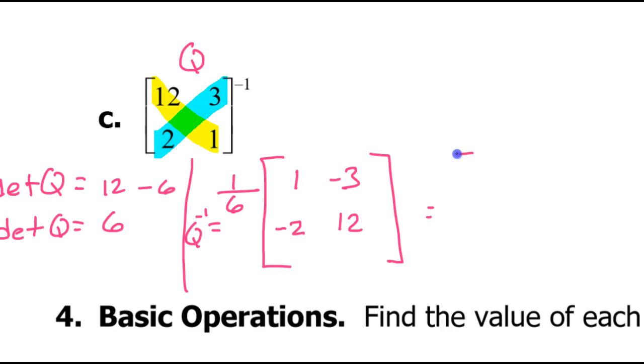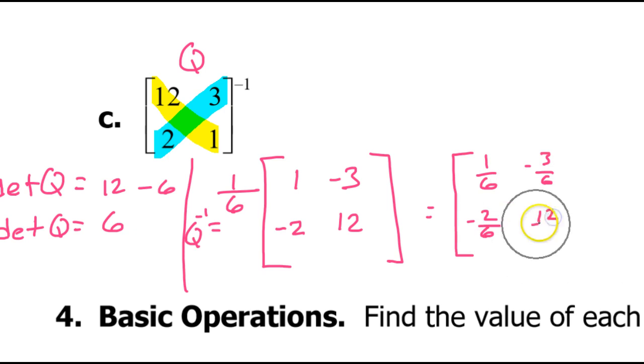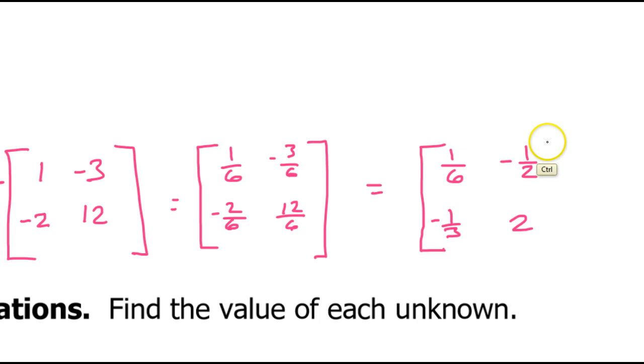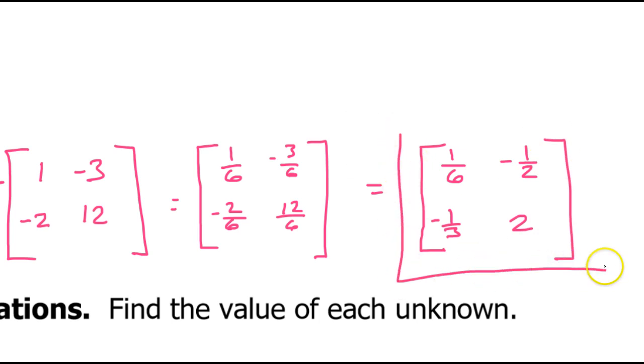So that's going to give me 1/6 and negative 3 over 6 and negative 2 over 6 and 12 over 6, which of course we will reduce everything we can. So we'll have 1/6, negative 1/2, negative 1/3, and 2. Okay, so this is the inverse that we were being asked to find.